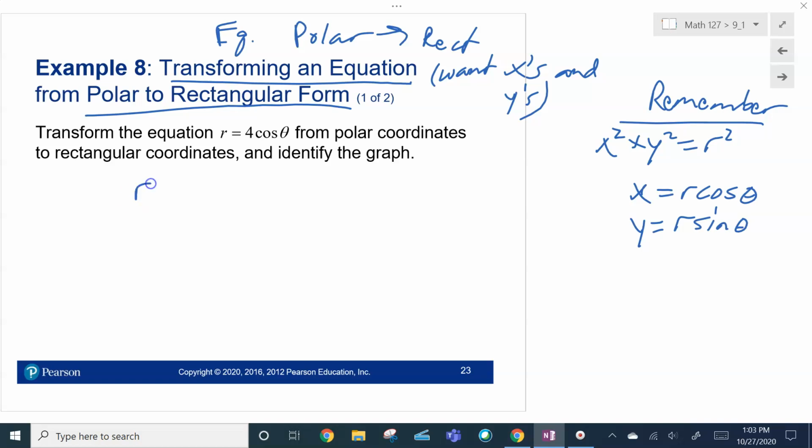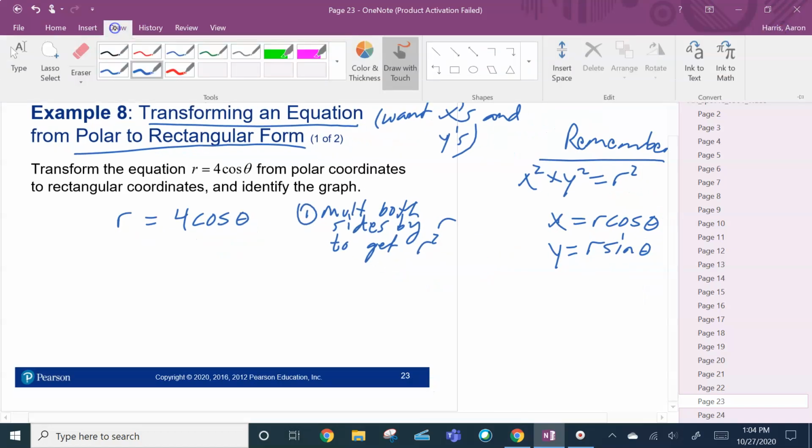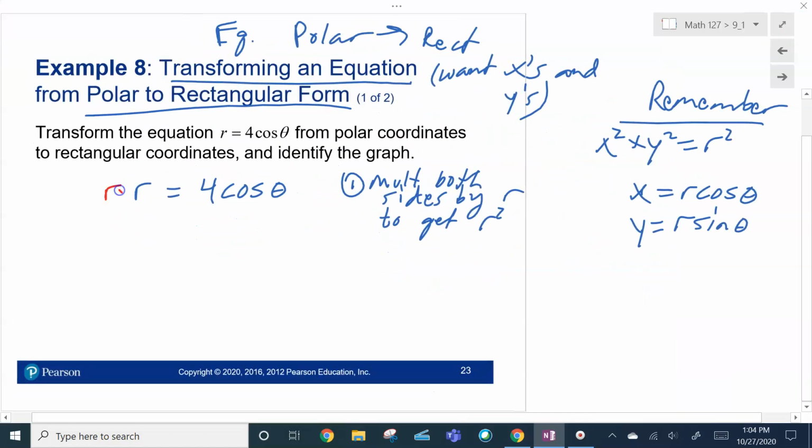So when we're given this equation, and notice we have r's and thetas here, right? We have this equation with these polar coordinates, and we're trying to transform it to this rectangular form. What I'm going to do first is multiply both sides by r so I can get r squared, because I know r squared equals x squared plus y squared. So r this side, r that side. So we got r squared equals 4r cosine theta.